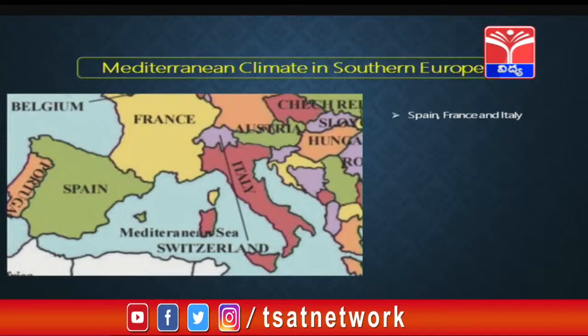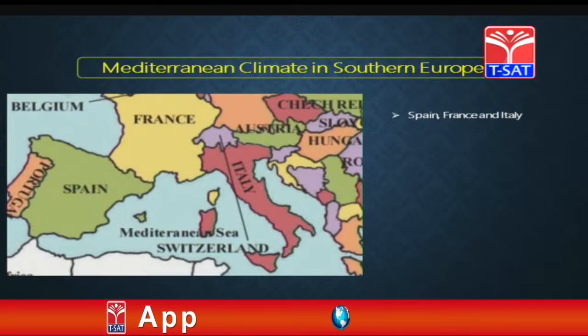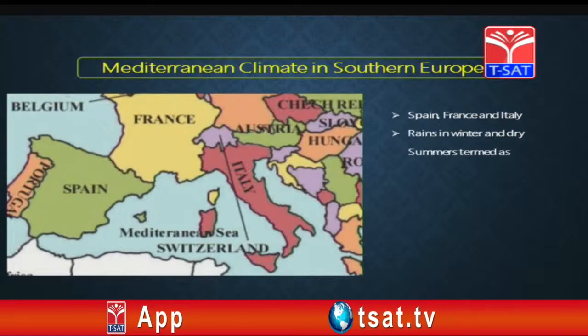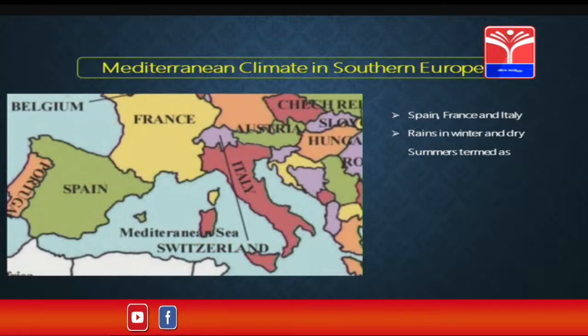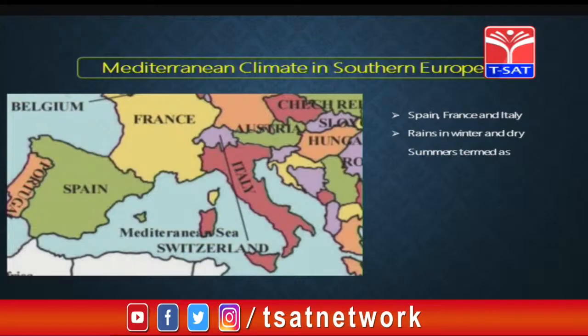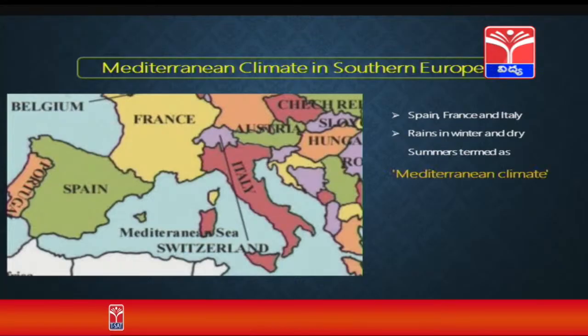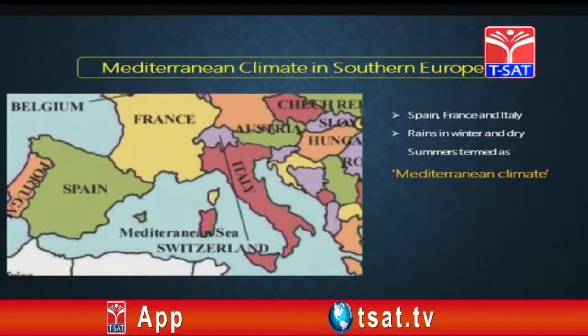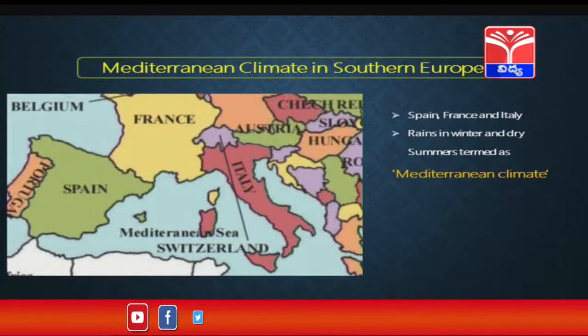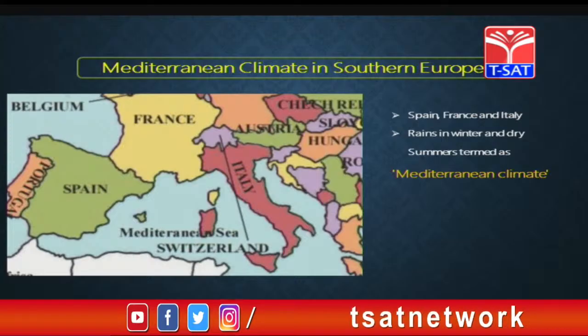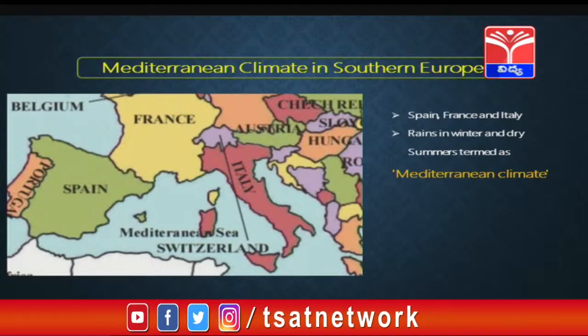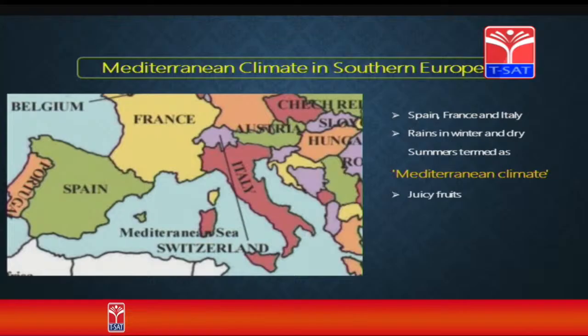Countries like Spain, France and Italy that border the Mediterranean experience this climate. This is a very distinct climate. Rains in the winter season and dry summers are termed as the Mediterranean climate in southern Europe. The Mediterranean countries like Spain, France and Italy experience rains in winters and dry summers, termed as the Mediterranean climate.